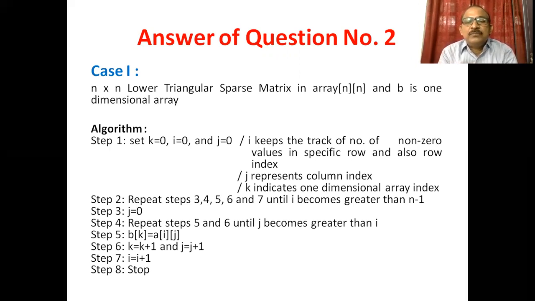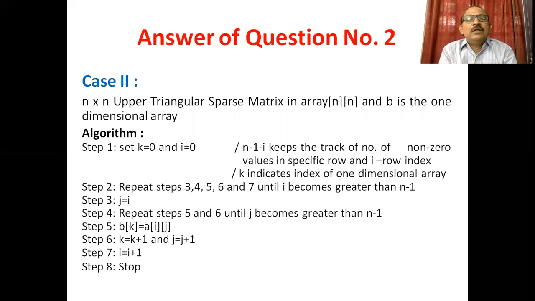Okay, means if i is equal to 0, we will only store one element into the one-dimensional array. If i is equal to 1, we will store two elements into the one-dimensional array, and j varies from 0 to 1. If i is equal to 2, then j varies from 0, 1 and 2. This way we can convert a lower triangular sparse matrix into a one-dimensional array.